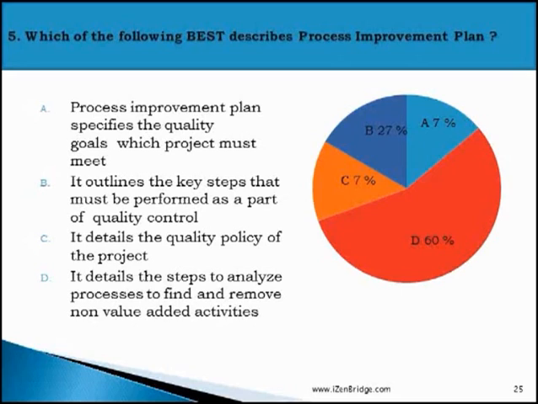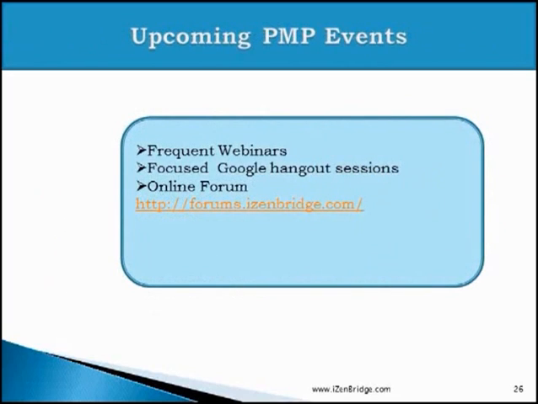Final one: which of the following best describes the process improvement plan? Here the question is looking for a definition of the process improvement plan, and the majority is right, saying that it details the steps to analyze the process to find and remove non-value-adding activities. So a process improvement plan is identifying the process boundaries, identifying the steps involved in that process, and identifying how we can improve those steps so the process can become more and more efficient. So these were the answers of our quiz.